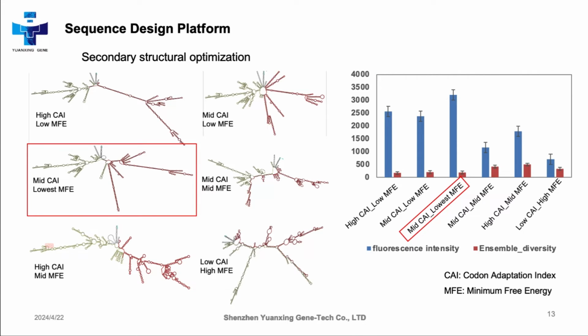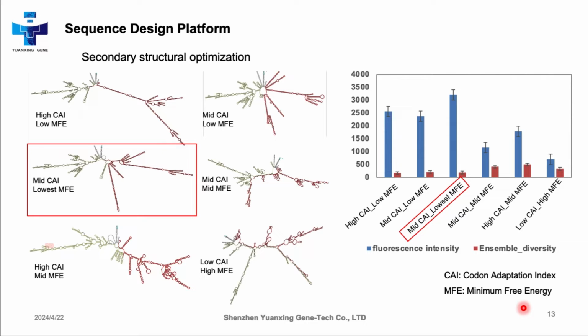Additionally, we have also attempted to optimize the secondary structure of the target gene. During the optimization process, we mainly focus on 2 indicators, the CAI and the MFE. CAI, which stands for the codon adaptation index, indicates that higher values correspond to a higher preference for the specific codons, while the MFE represents the minimum free energy, with lower values suggesting a more stable structure.